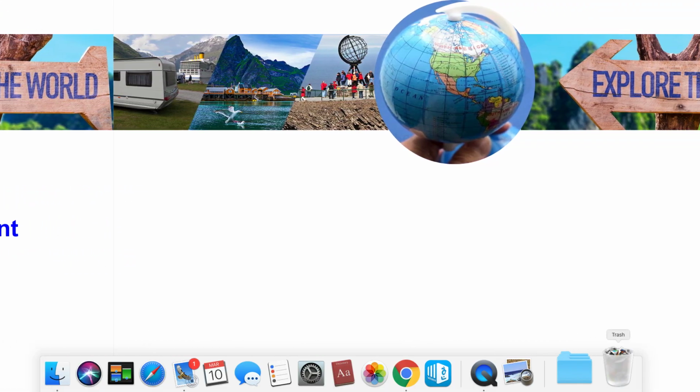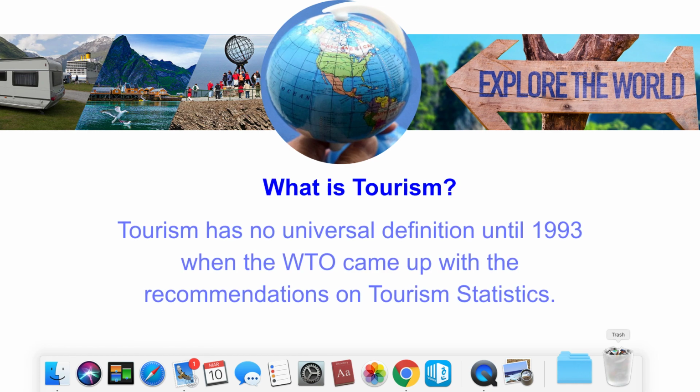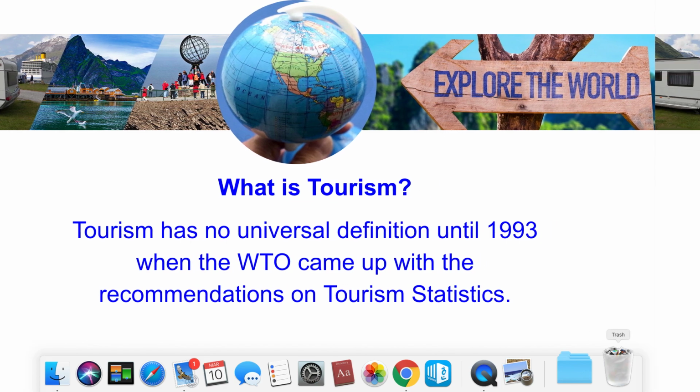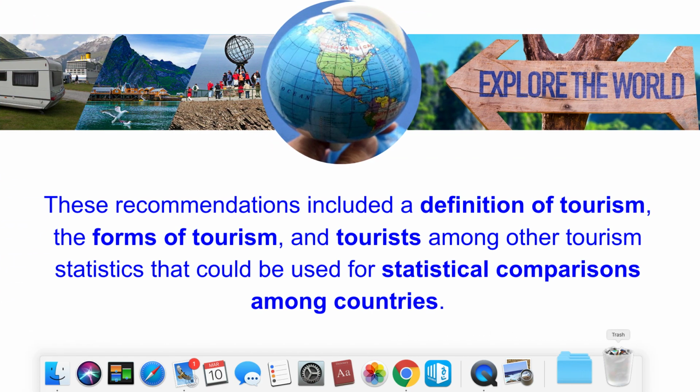So, let's move on to the definition of what is tourism. Tourism has no universal definition until 1993, when the UNWTO came up with the recommendations on tourism statistics. These recommendations included a definition of tourism, the forms of tourism, and tourists, among other tourism statistics that could be used for statistical comparisons among countries.